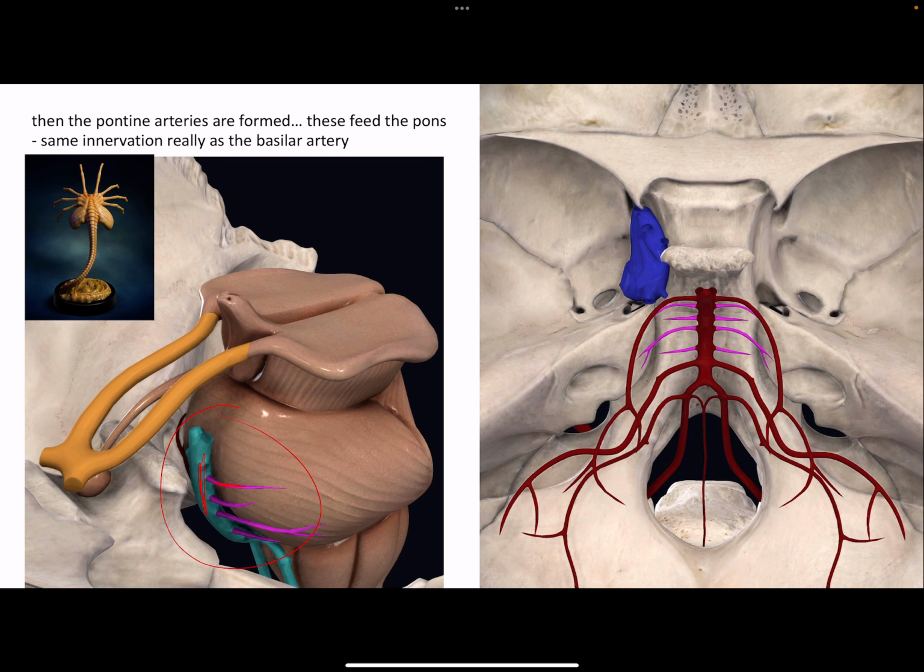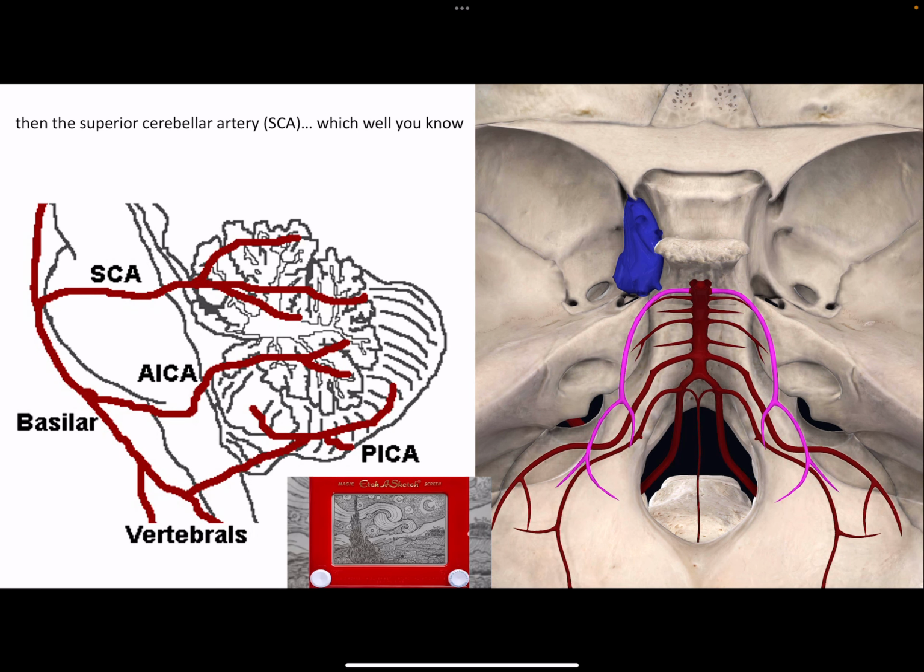I always thought that this kind of looked like the little face hugger thing from the Alien movies. So I looked up the SCA. There are so few strokes of the SCA that when I Googled it, I could not find a good picture. This is like the best picture I found. And that just underscores that this isn't that important of one. It looks like it was drawn with an Etch A Sketch, but this is mostly just supplying the cerebellum, really not any of the brainstem structures.